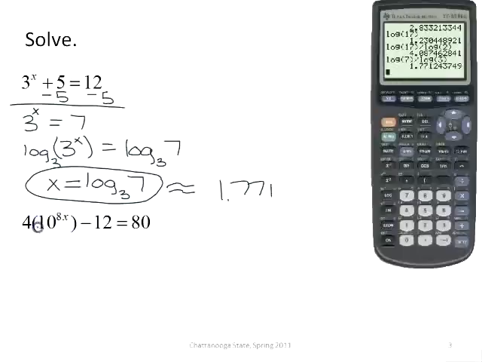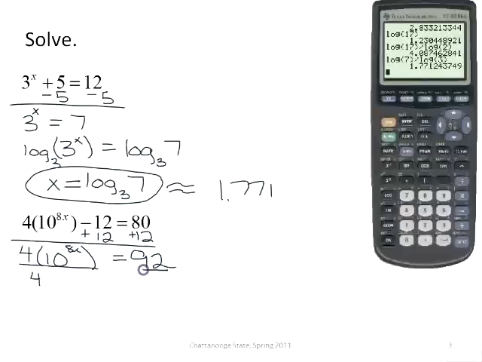Here, again, same sort of steps. First thing I want to do is get this 10 to the power by itself because the exponent is here. I want to get that part by itself. So I'm going to add 12 to both sides of the equation, which would give me 4 times 10 to the 8x power equals 92. Now I want to divide by 4. That will give me the 10 to the 8x power by itself on the first side of the equation.